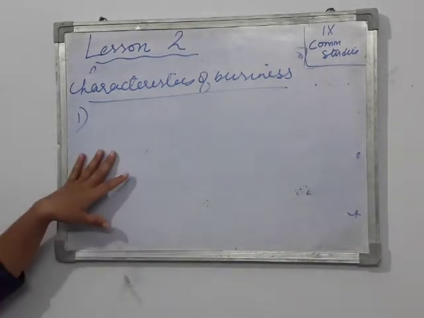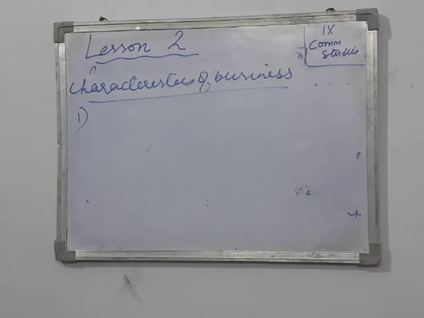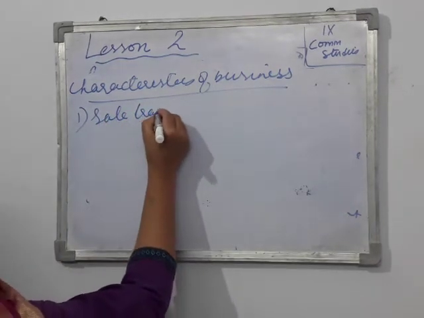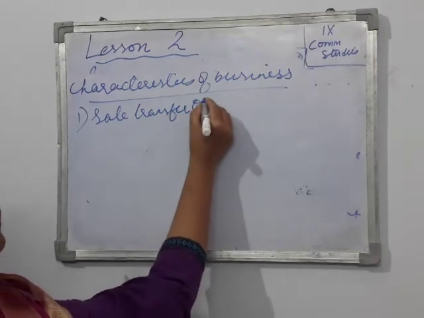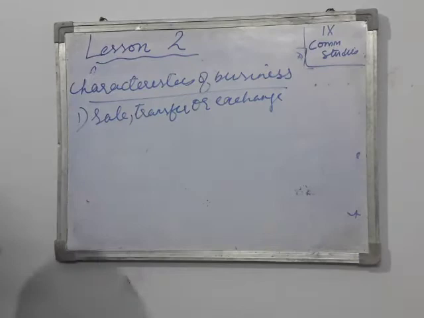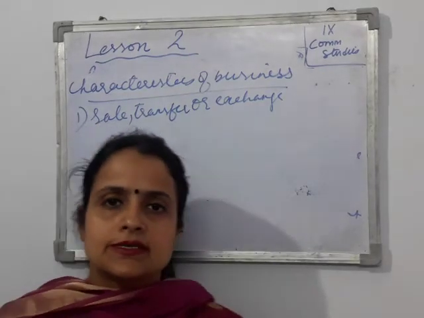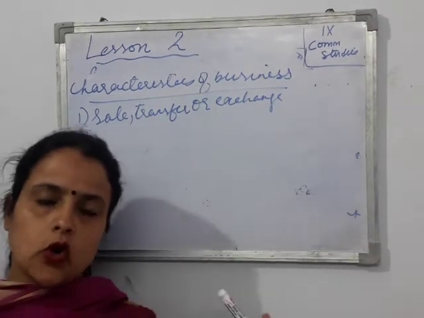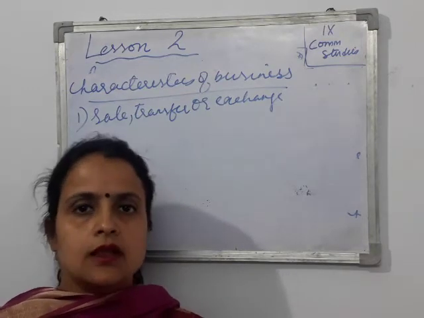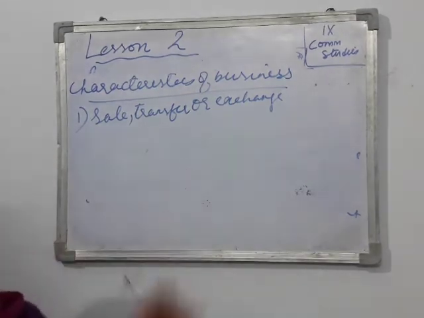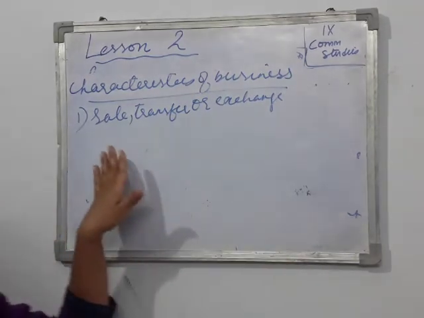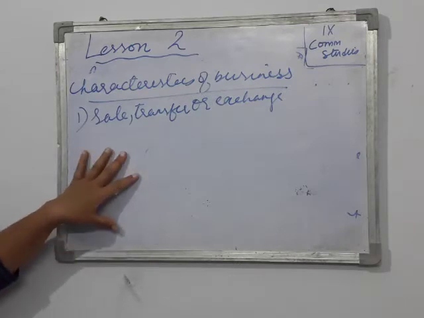So the first characteristic of business is sale, transfer and exchange. Children, as I already told you, according to the definition we read, business is done in order to do some sale, some transfer and exchange, right? That is the purpose. वहाँ पे production किया जाता है और उनको sale किया जाता है, transfer किया जाता है और exchange किया जाता है.